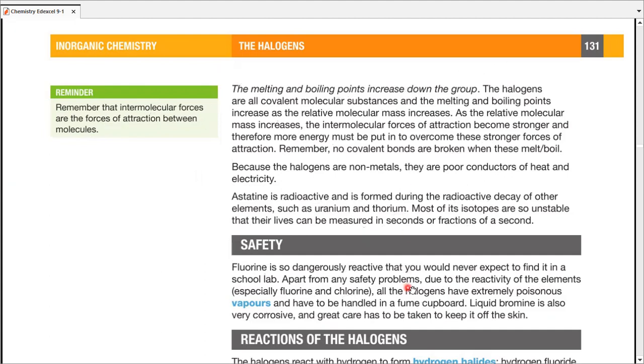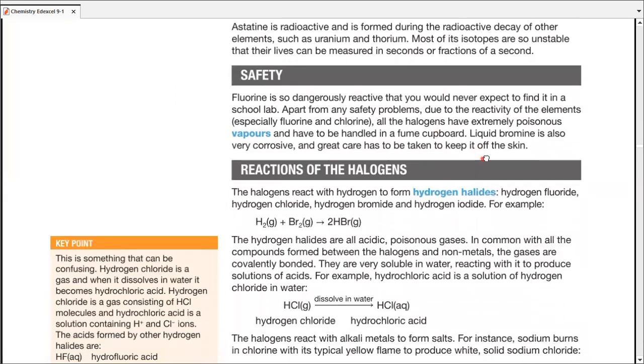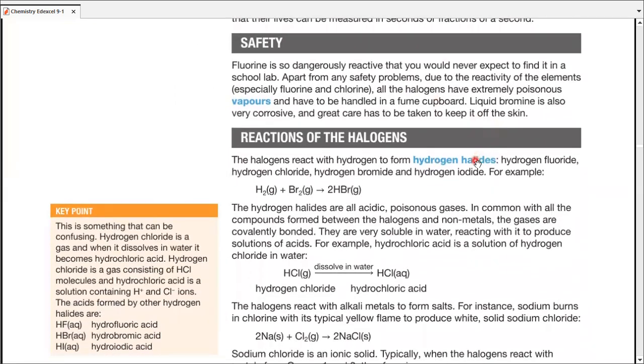Okay, so moving on. Liquid bromine is also very corrosive. Great care has to be taken to keep it off the skin. As soon as it interacts with skin, it eats the skin away. This happens for the other ones as well. So we make sure that we keep all of the halogens away from direct contact, be it ingestion, be it touching, be it inhaling. You need to stay as far away from them as possible.